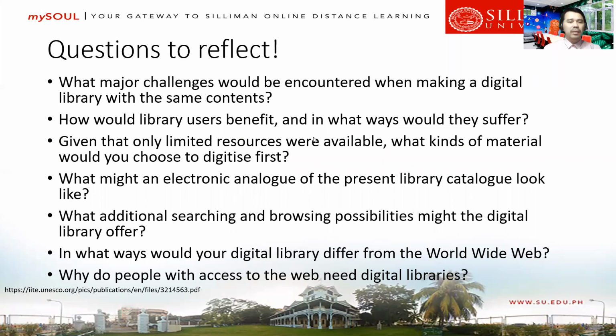What might an electronic analog of the present library catalog look like? What additional searching and browsing possibilities might the digital library offer? And in what ways would your digital library differ from the World Wide Web? And last question to reflect, why do people with access to the web need digital library?